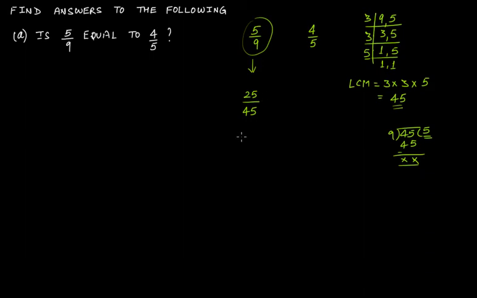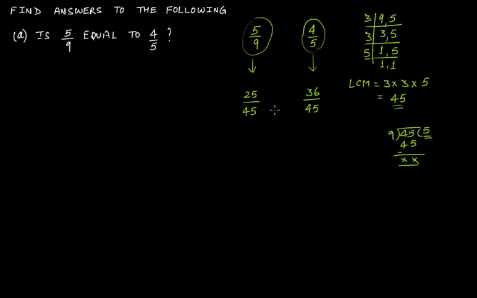So it's 25 by 45. In order to find the equivalent fraction of this fraction having denominator 45, you have to multiply 5 with 9. If you multiply 5 with 9, then you'll get your denominator as 45, right? And since you have multiplied the denominator by 9, you have to multiply your numerator also by 9. So 4 times 9 is 36, right?